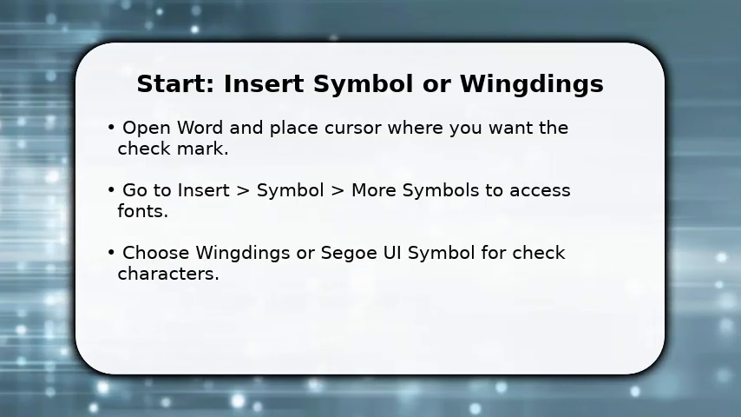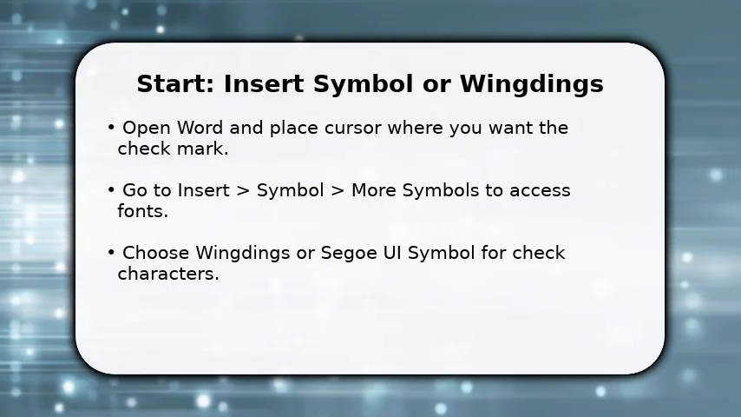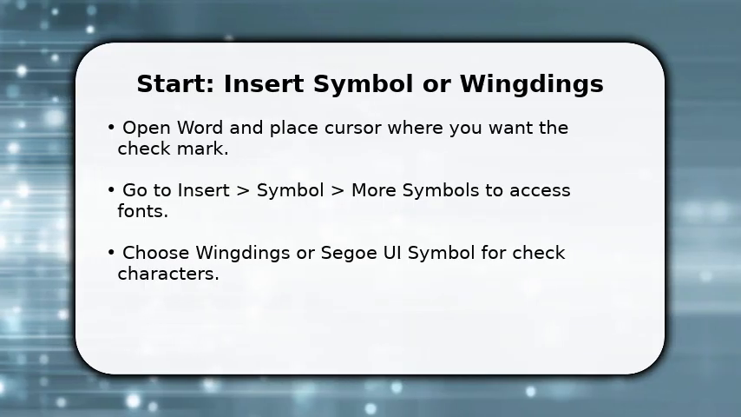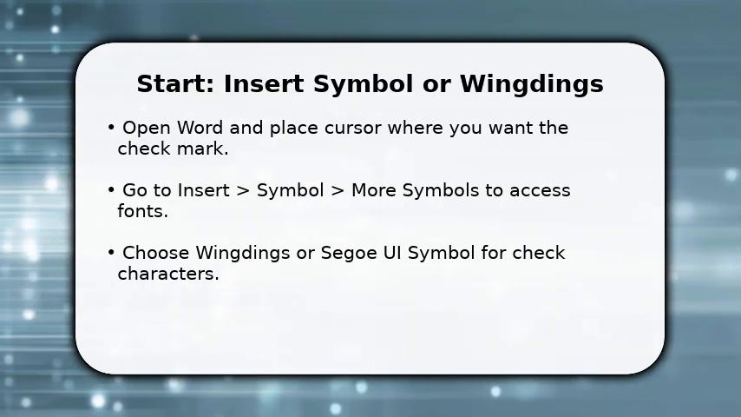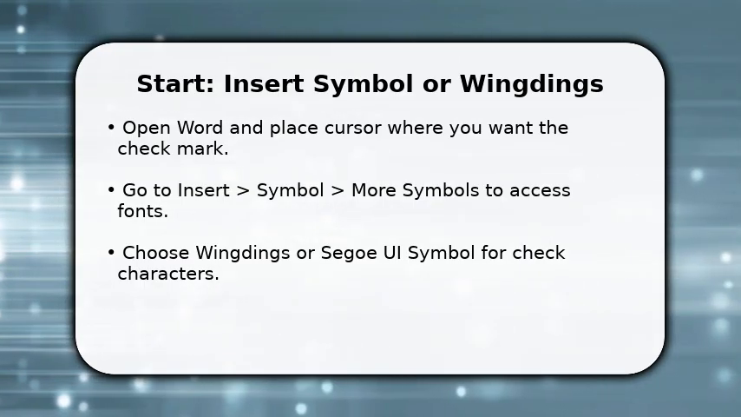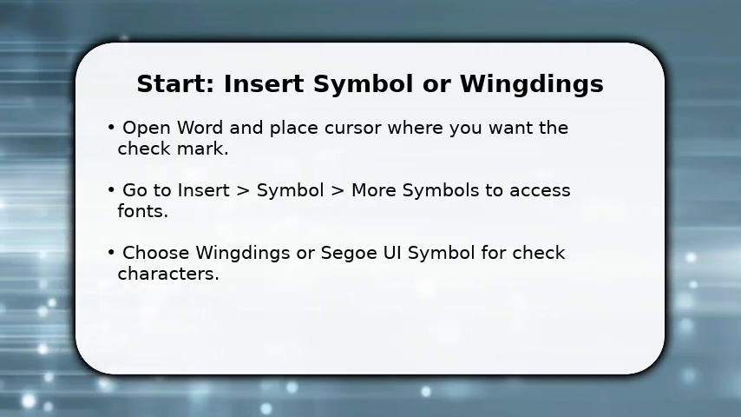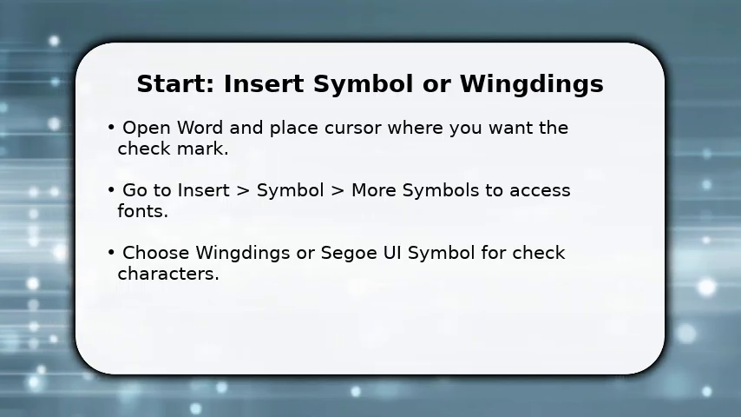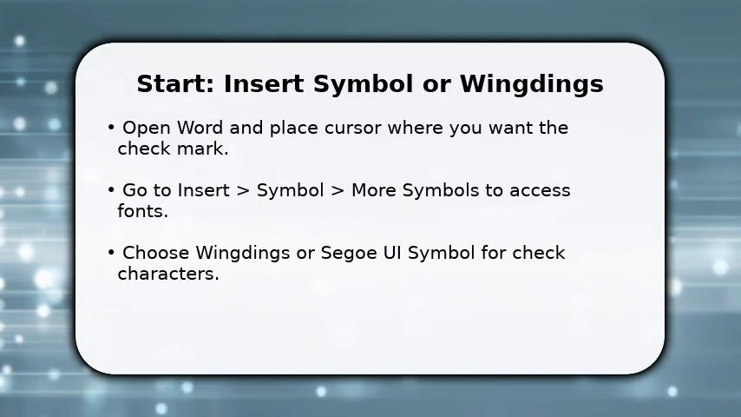You begin by placing the cursor at the exact spot you need a check mark. Open Insert, then Symbol and More Symbols. This gives you full font choices. Once there, pick Wingdings or Segoe UI Symbol because they include clean check glyphs. Click a check character and press Insert. Make sure the font in your document matches, or the mark may shift.